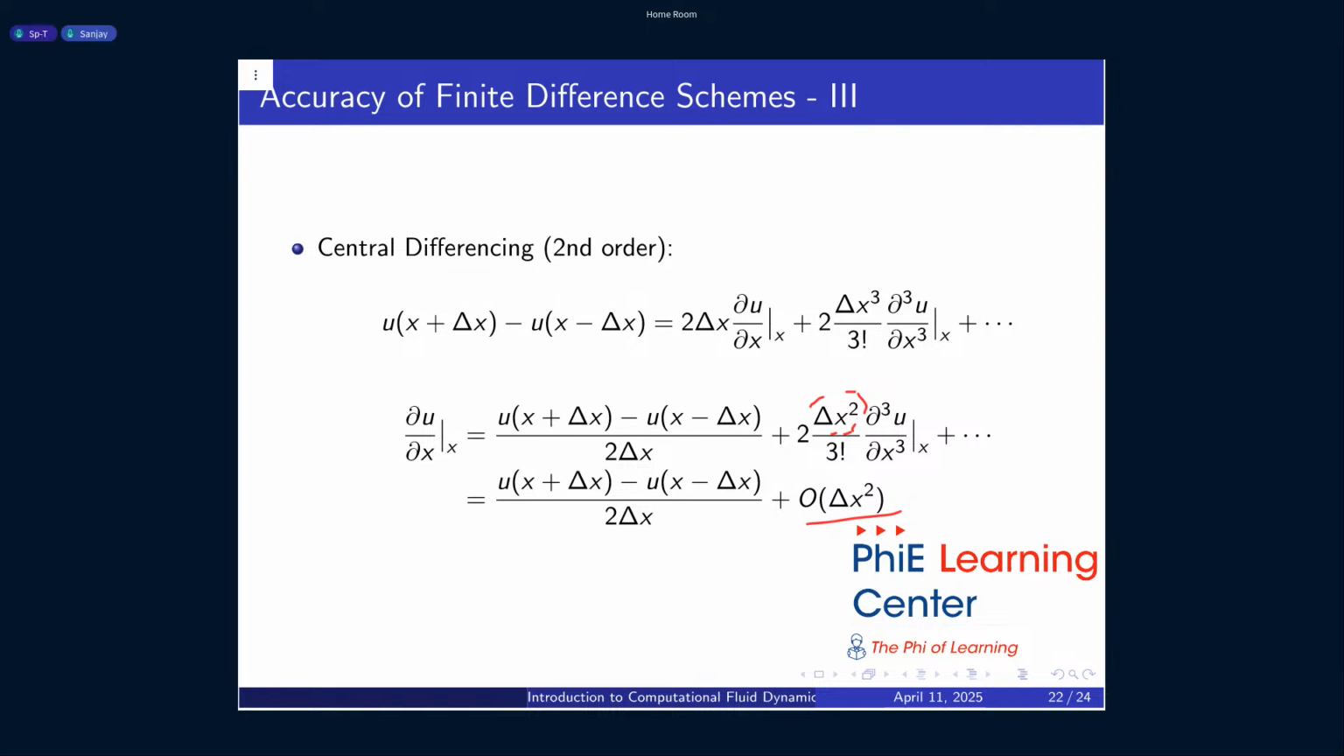Also, guys, the dou u by dou x is the exact solution that we have, and the approximated one is the solution on which you apply a certain scheme. So the difference of that is the order of accuracy of that particular scheme.